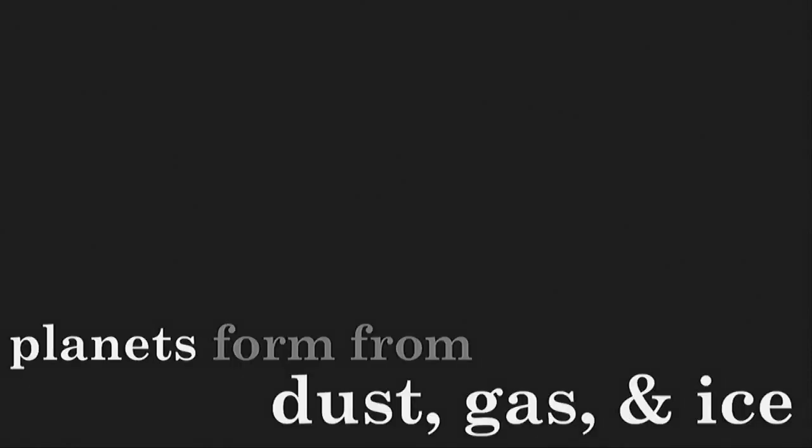So by looking at what the meteorites are made out of, we can see what the planets are actually made of. And we can get an idea of the chemical composition. And so overall, we feel that the planets are made generally of dust, gas, and ice.